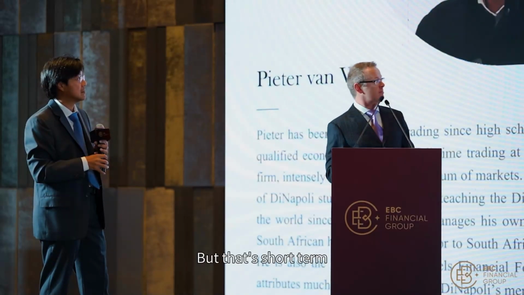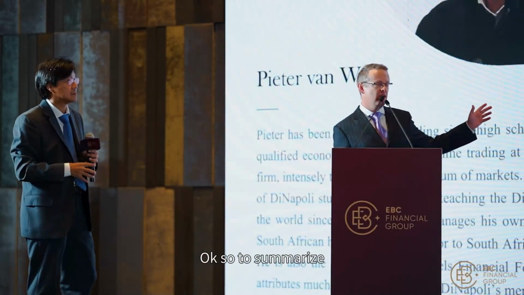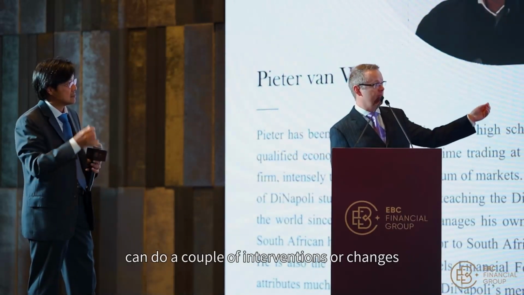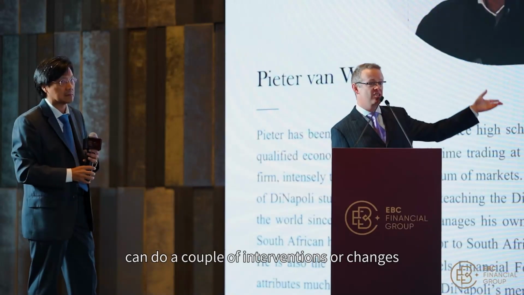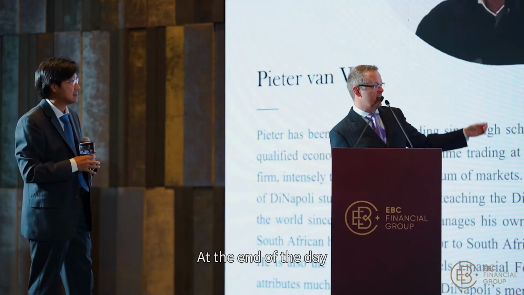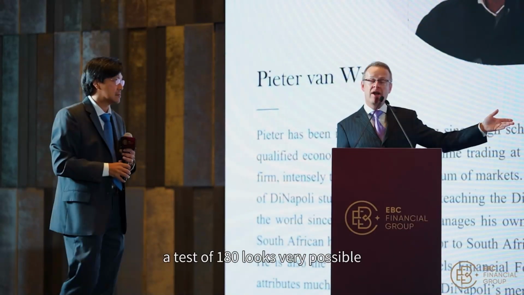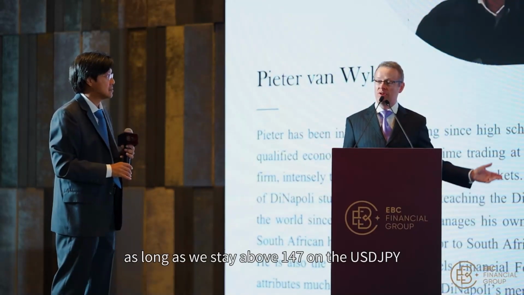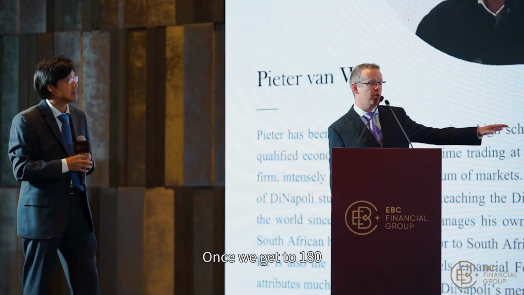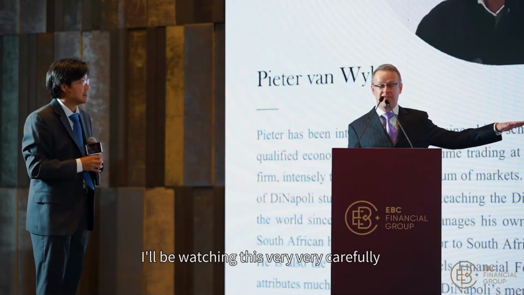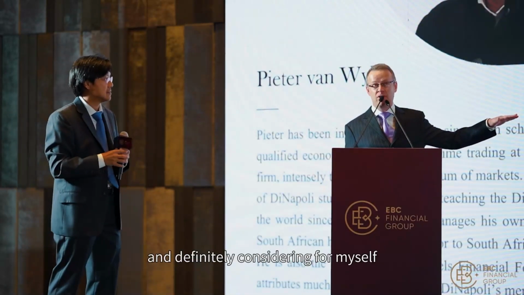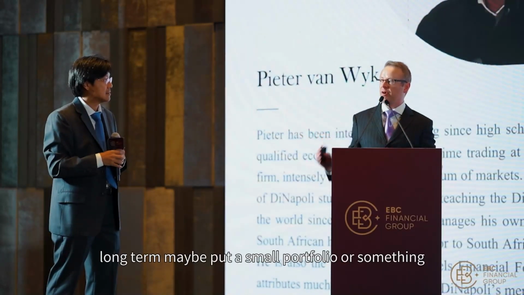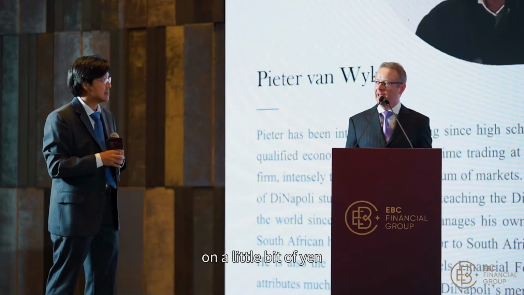But that's short term. Okay, so to summarize, the Central Bank of Japan can do a couple of interventions or changes. At the end of the day, a test of 180 looks very possible as long as we stay above 147 on the dollar yen. Once we get to 180, I'll be watching this very, very carefully and definitely considering for myself, long term, maybe on a small portfolio or something, owning a little bit of yen.